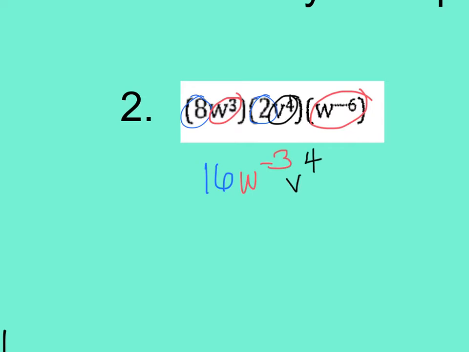Well, we have a negative exponent, so we need to change that. So the w to the -3 needs to go to the bottom. So we end up with 16v to the 4th over w cubed. And there's your two final answers.